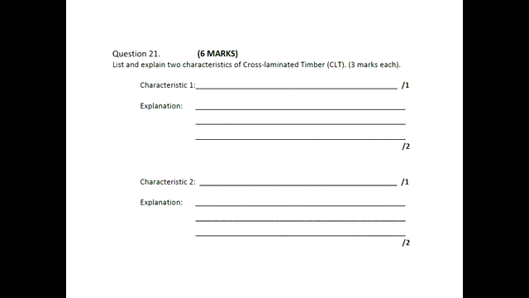And an exam question, I think that's a little bit difficult. List and explain 2 characteristics of cross-laminated timber. 3 marks each because it's a bit more complicated. So what are the important characteristics of cross-laminated timber? There are more than 2. If you really had to select 2.